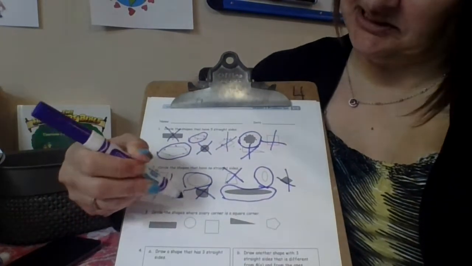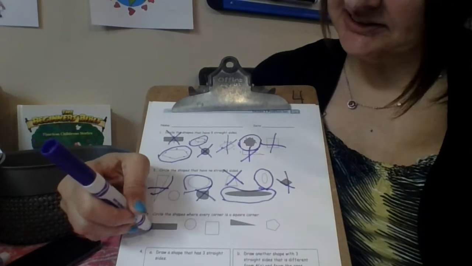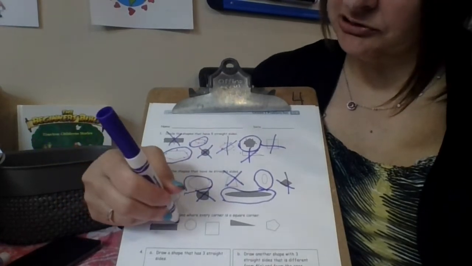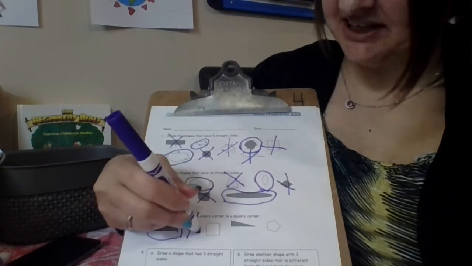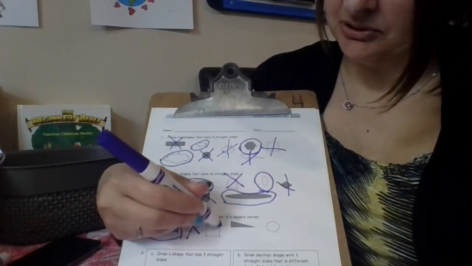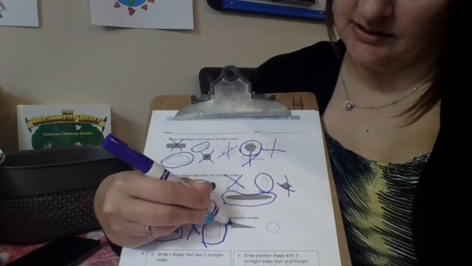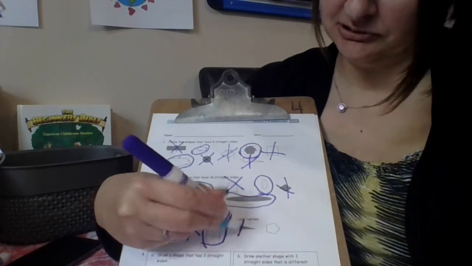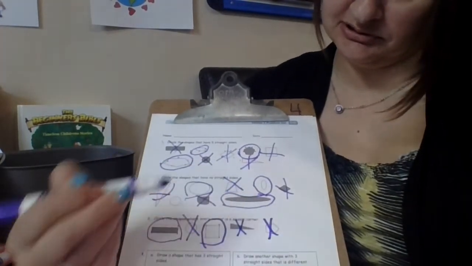Circle the shapes where every corner is a square corner. That's a square corner. Square corner, square corner, square corner, yes. That has curves. That can't have all square corners. Square, square, square, square corner. Yes. I don't see any square corners. Those are not square corners. Those are not square corners.